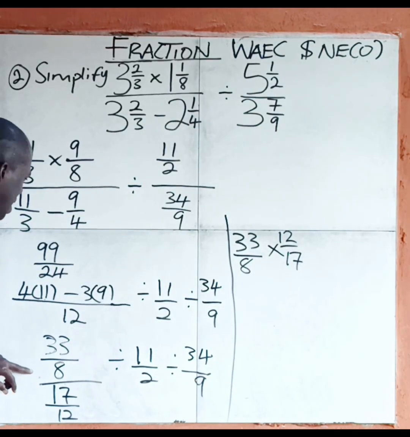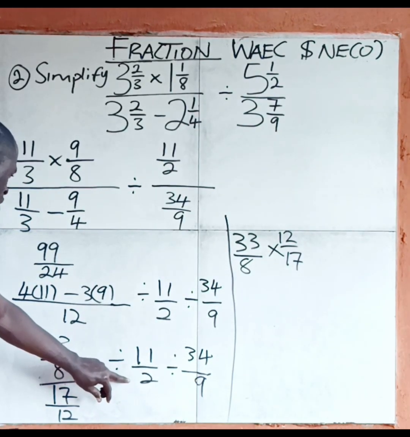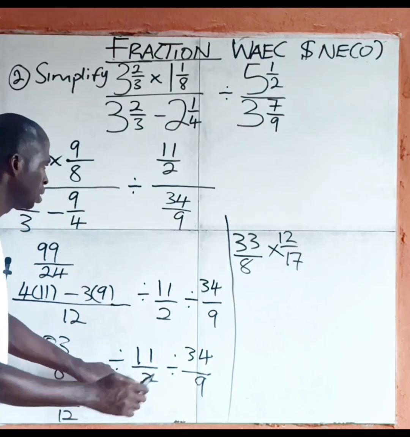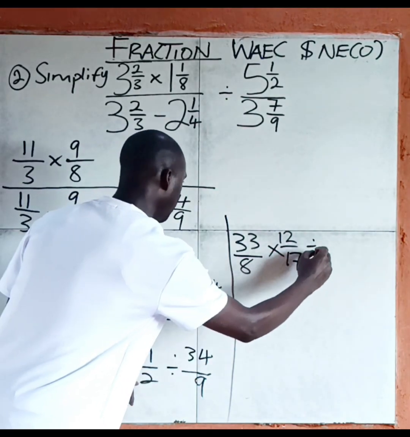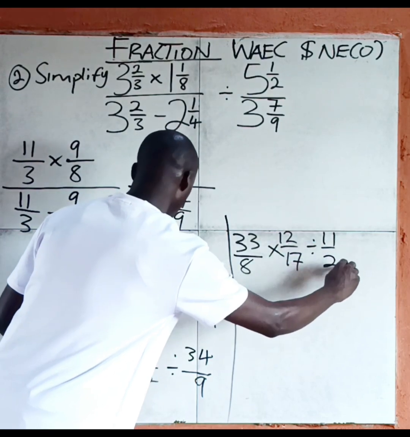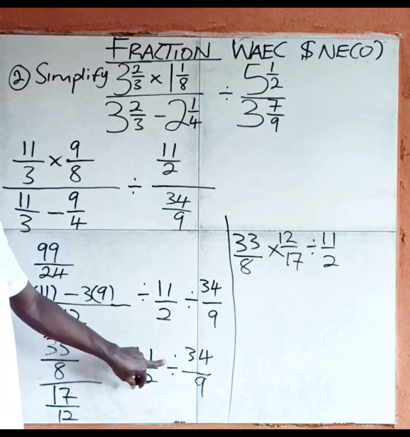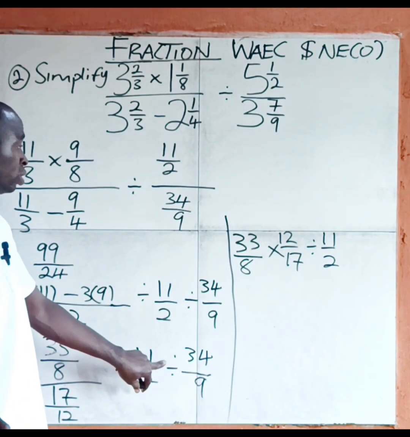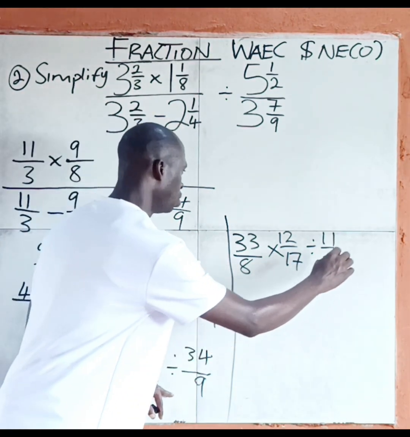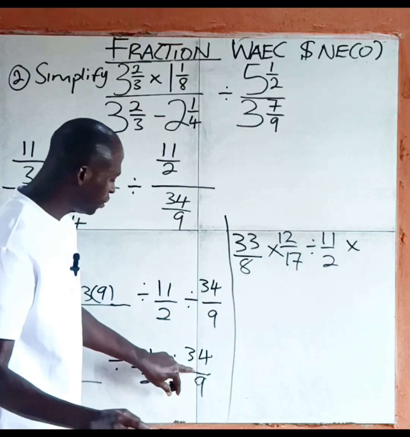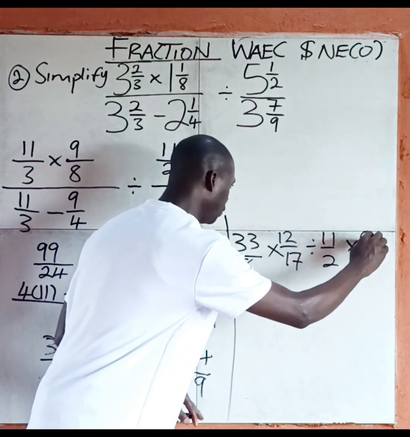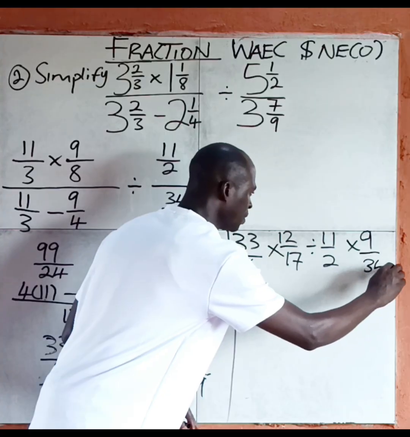So next, we are coming to this side next. What am I having here? This is 11 over 2. Remember, we're having a division sign here. We write this is 11 over 2. I'm going to write my 11 over 2. Then next, can you see this division sign? We are simply going to turn this division sign again to multiplication. So if you change it to multiplication, this 34 over 9, you will take the reciprocal. What it means is that 34 over 9 becomes 9 over 34.